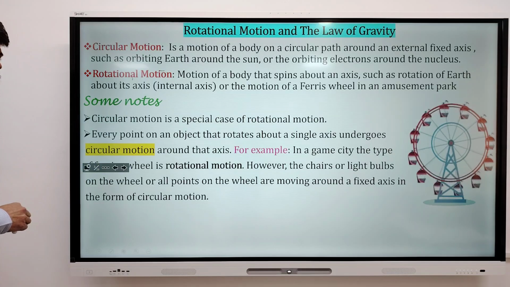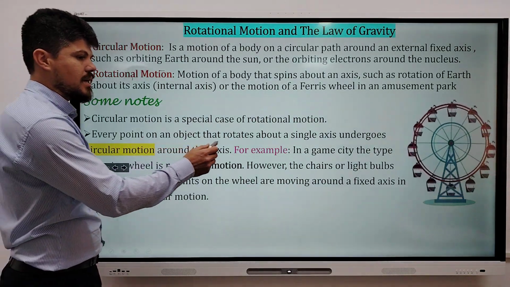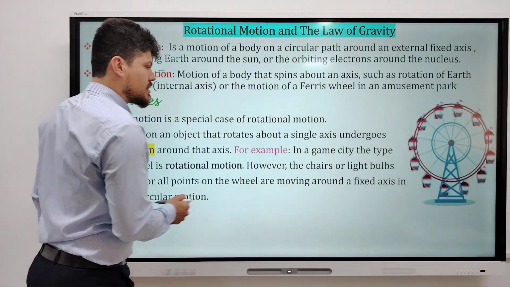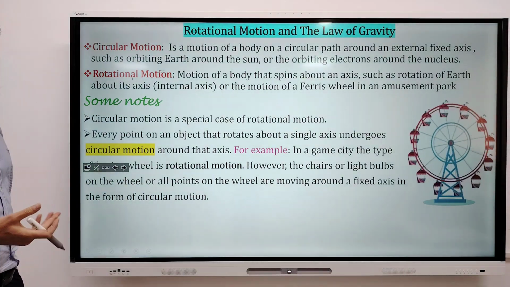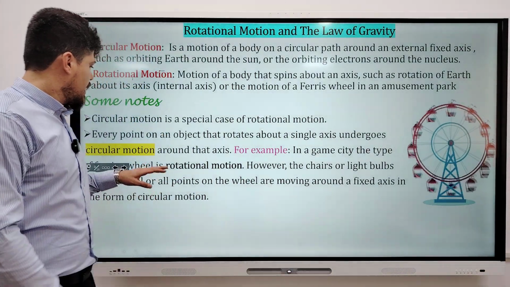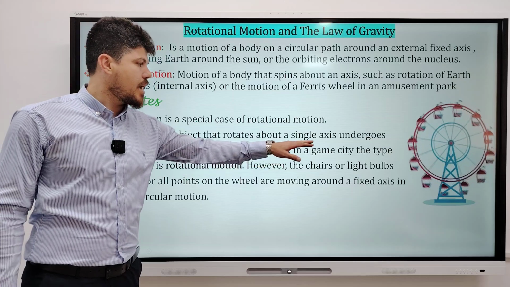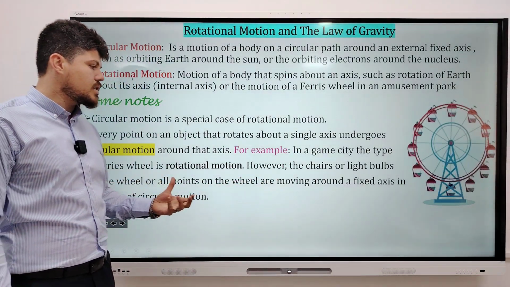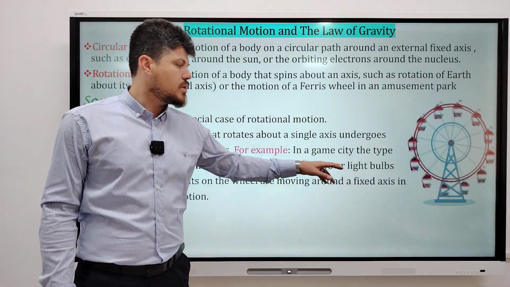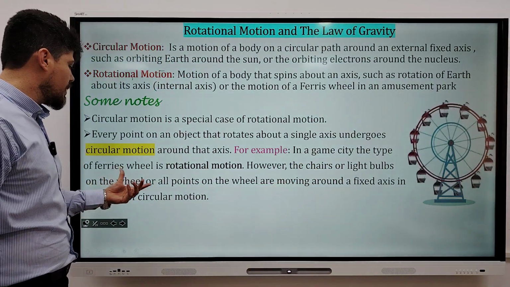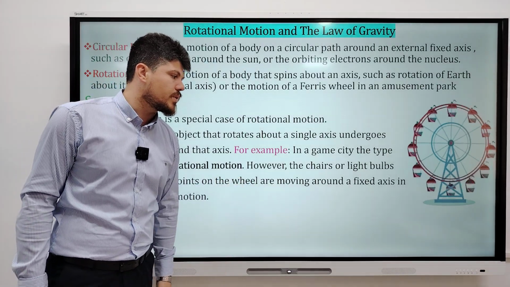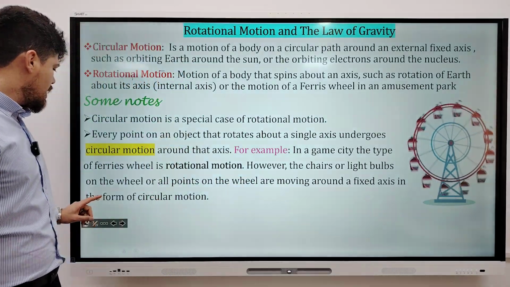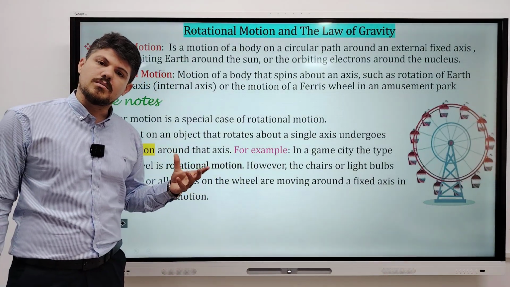Every point on an object that rotates about a single axis undergoes a circular motion that we studied, okay? Around that axis, for example, in a game city, the Ferris wheel is a type of rotational motion. However, the chairs or light bulbs on the wheel, or all points on the wheel, are moving around a fixed axis in the form of what? Circular motion.